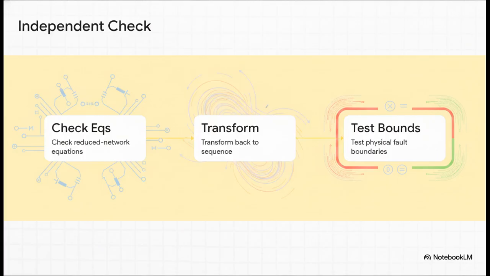First, you check the reduced network equations themselves. Next, you transform your resulting phase quantities back into the sequence domain and make sure everything mathematically closes. Finally, you heavily test the physical fault boundary. You look critically for unfaulted currents that should be identically zero, check for faulted voltages that should perfectly match your previously declared impedance path, ensure equal voltages wherever phases are joined, and verify your current sum identities.